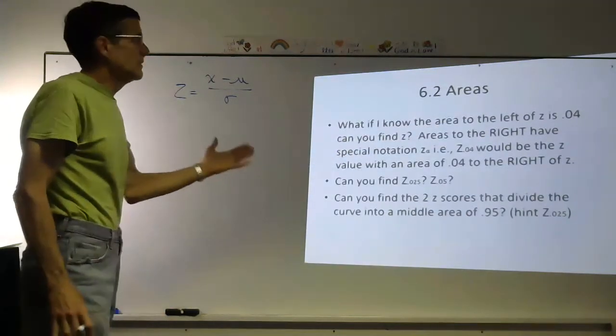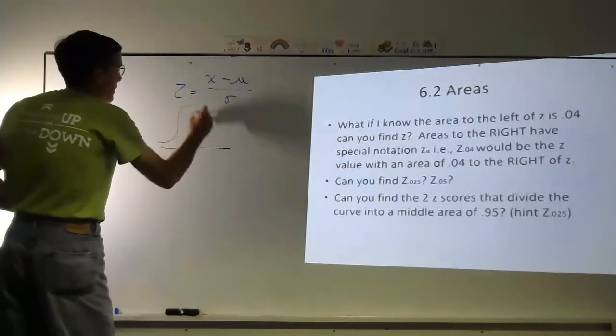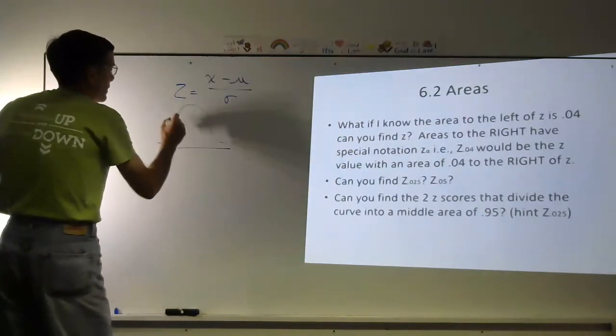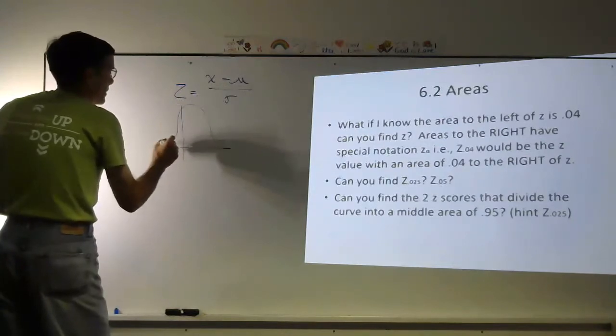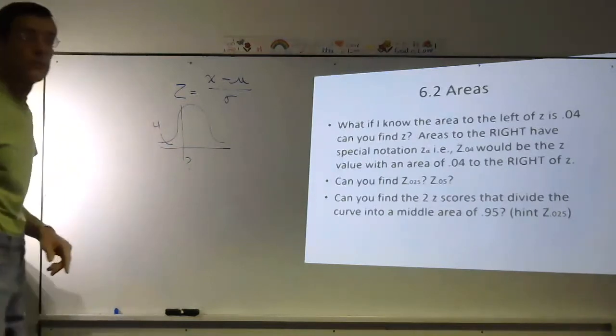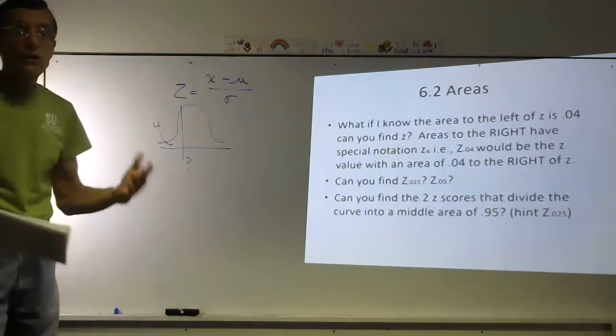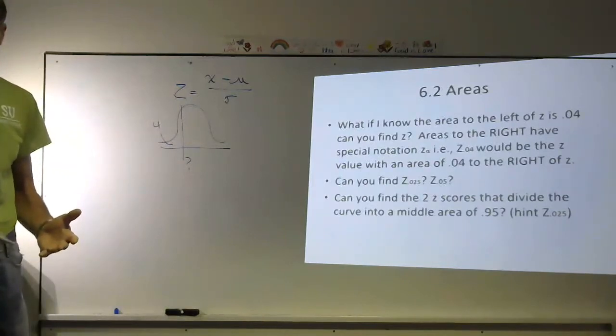What if I know the area to the left of a certain Z value is 0.4? So here I am. Here's a Z value. This area right here is 0.4. Can I find this value? Okay, well, sure you can. You can use your chart backwards. I call this a reverse lookup, okay?